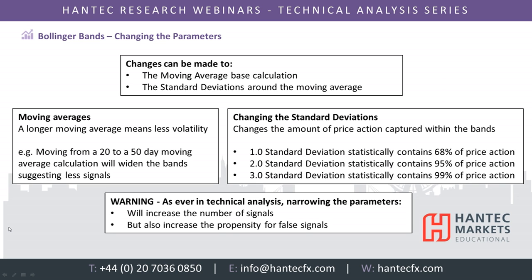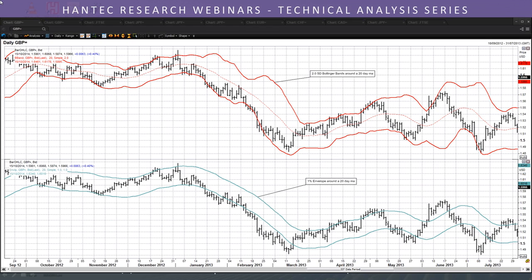Right, so next one. In terms of changing the parameters, what I'm going to do now is show you your first chart, because there is a Bollinger Band, and I talked about envelopes because an envelope is a different way of forming a band around the price action. Now, the Bollinger Band is the red one at the top. That uses this 2 standard deviation Bollinger Band around a 20-day moving average.